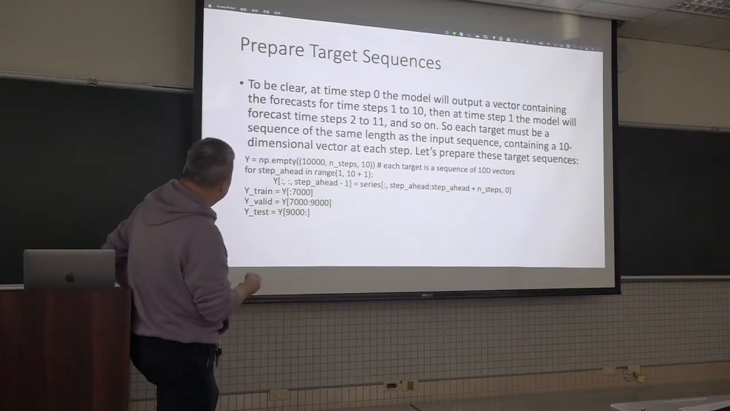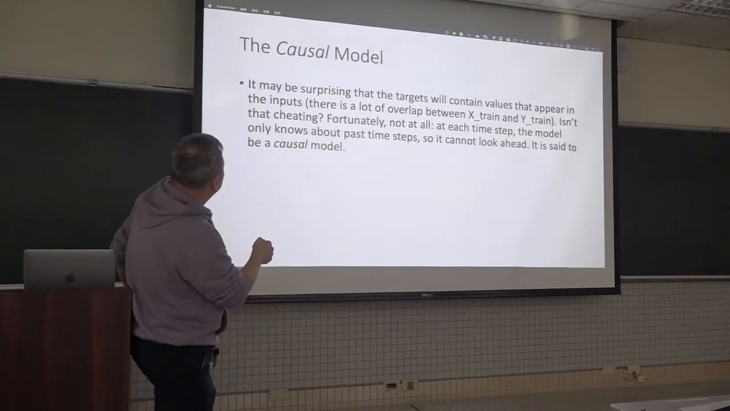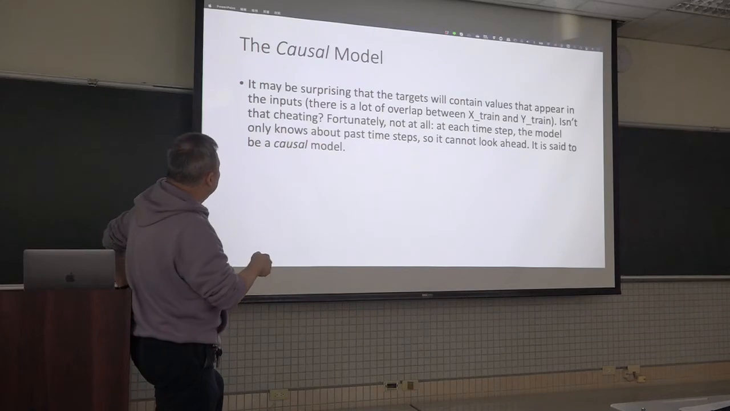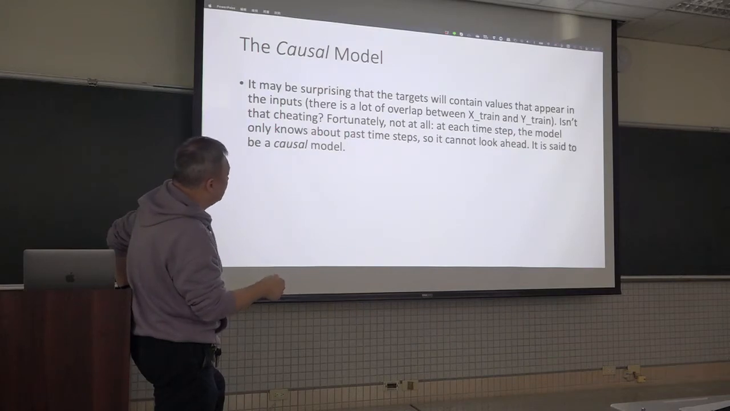And then we also need to change the model. At each time step, the model only knows about the past time steps. It cannot look ahead. It is said to be a causal model.